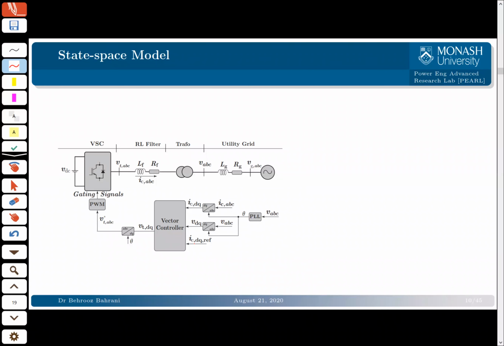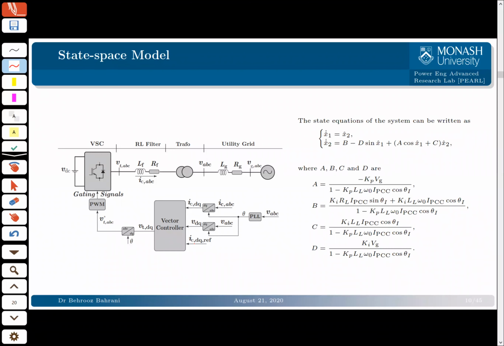If you write all of the equations for this grid following system, you can come up with a state space equation for this. What we've done in this work is we have taken the self-synchronization loop that I've just shown before, written all of the equations, and come up with this state space equation, which can tell you all of the dynamics of the system. And the beauty of that is it can, in a very nice way, capture all of the dynamics of this system and all of the parameters that you've got in this system, including the phase angle of the current.